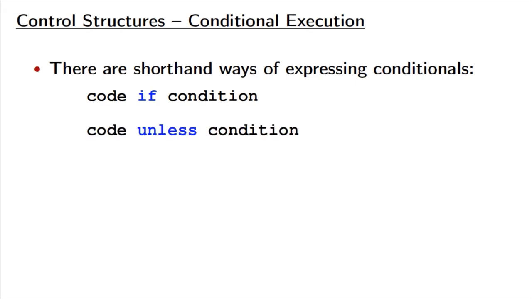Ruby also provides a keyword unless. And this is really the opposite of if. The code is executed unless what's on the right-hand side is true. This is really redundant because if you have an if statement, you don't really need this. But sometimes the use of unless can lead to more readable code.